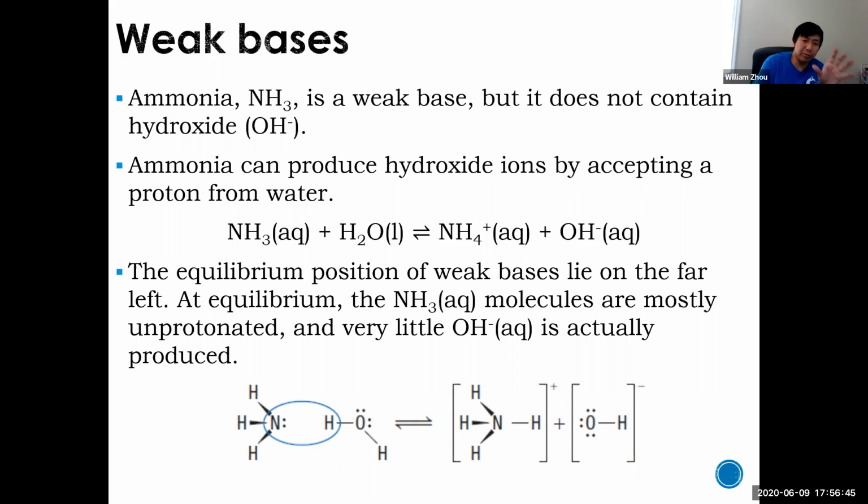It favors the reactants. So at equilibrium, you have very few products, and you still have some. It's just very low concentration. So most of the NH3 are unprotonated. They didn't receive a proton. So you produce very little hydroxide. That's why it's a weak base. It's an equilibrium. It's the same idea as weak acids.